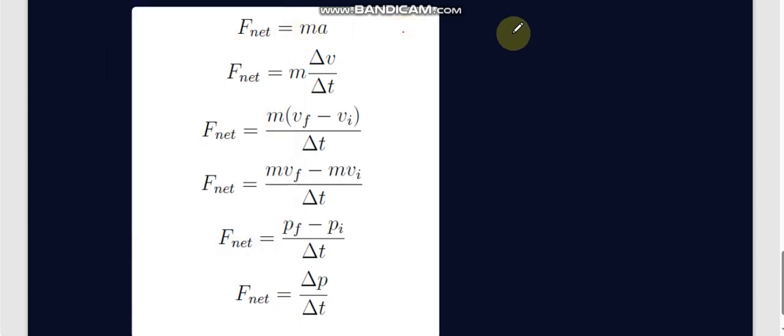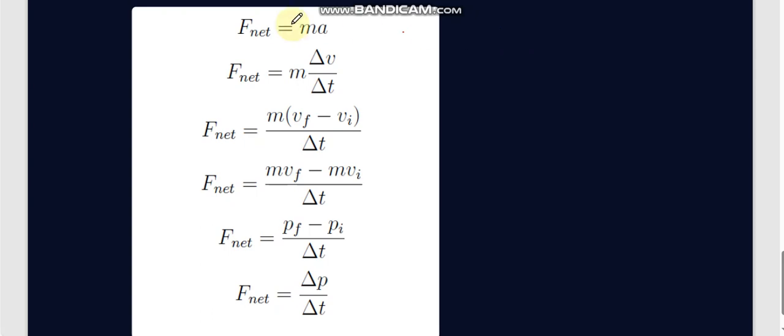Derivation simply means that, because you know the formula, here we're just going to work on how the formula was built, how did they come up with that formula. So that is what derivation means. You're just going to be taking a look at how they came up with the formula for impulse.